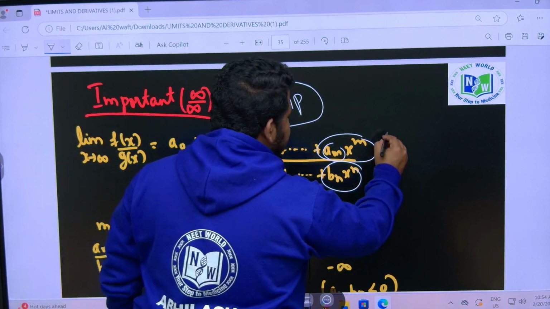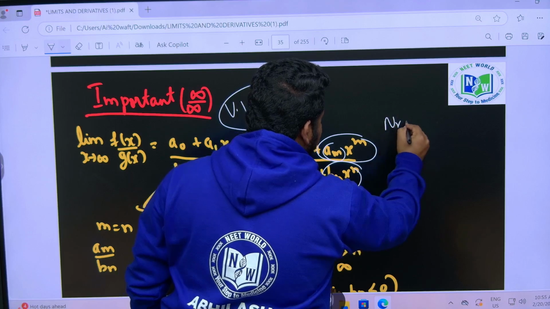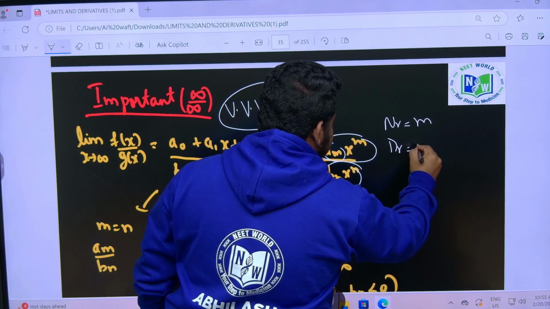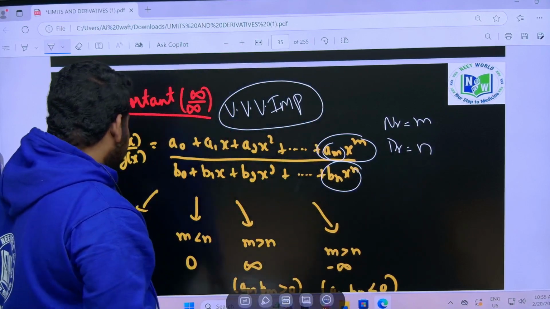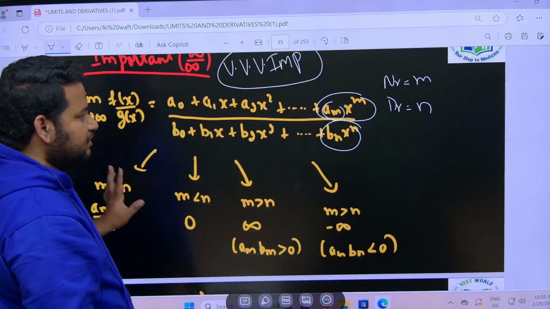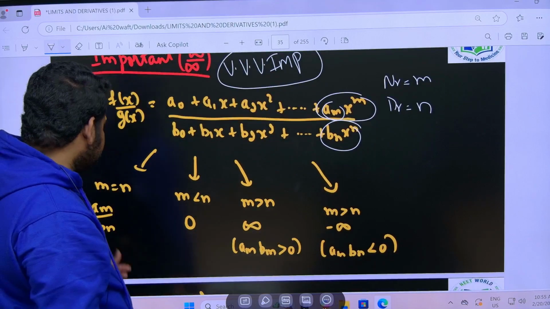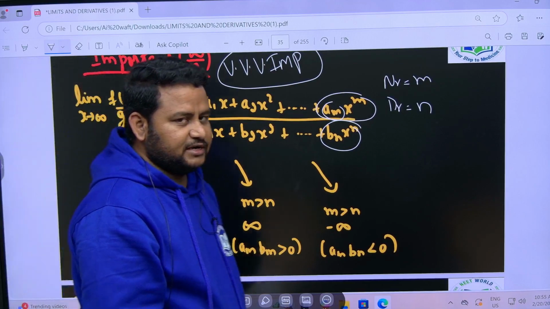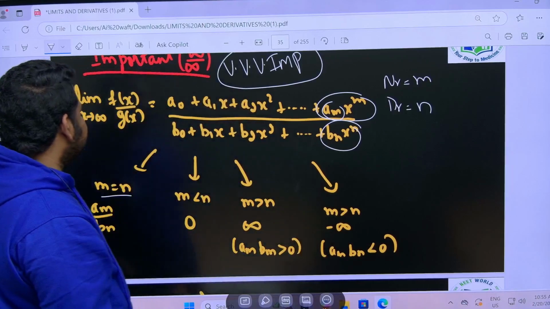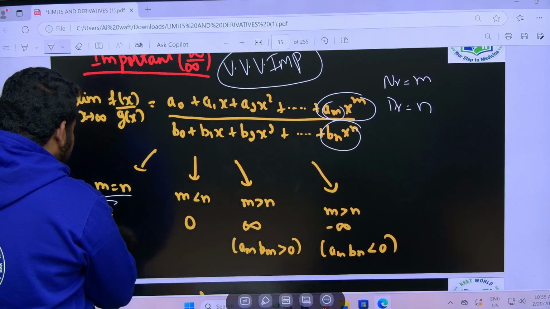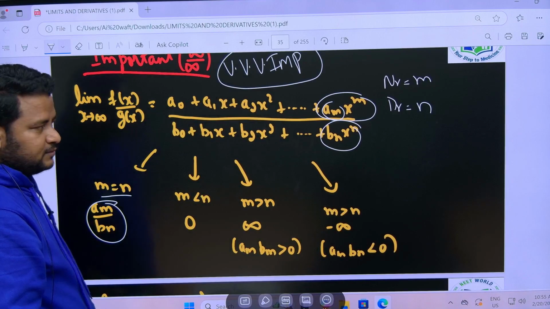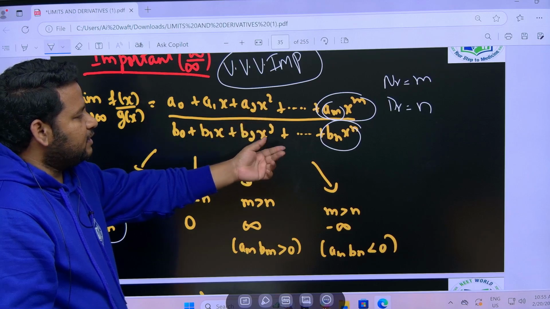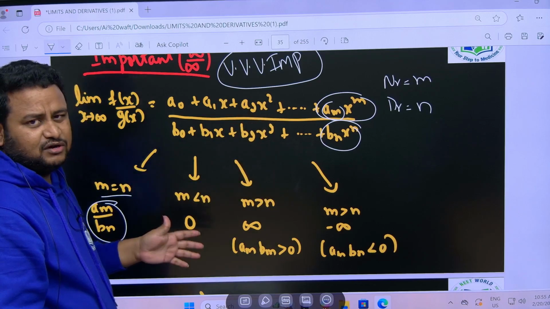So here the highest power of numerator is m. The highest power of denominator is n. We have to check that. Now, if we check the powers of numerator and denominator, if they come out equal, then what is the value of the limit? The limit value will be a to the power of m divided by b to the power of n, that is the highest coefficient of numerator divided by the highest coefficient of denominator respectively.